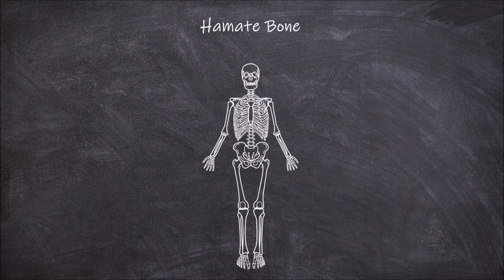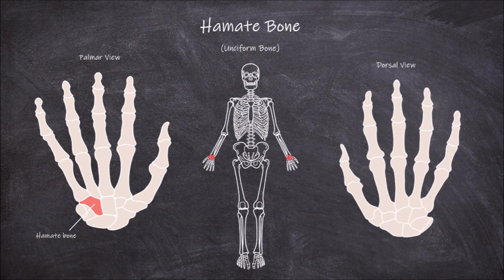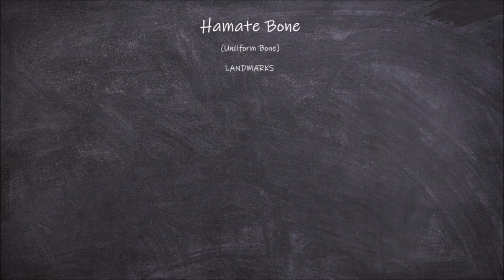This bone is also known as the unciform bone. The hamate bone is located in the wrist of each hand. If we take a closer look at the palmar view of the right hand, we can see highlighted in red the hamate bone amongst the other carpal bones. If we look at the dorsal view of the right hand, we can see the hamate bone again highlighted in red. Now we're going to look at the different landmarks and features of this bone.